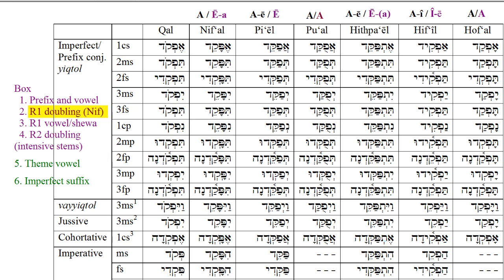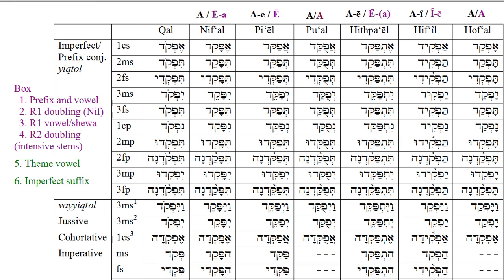Nifal imperfects, the R1 vowel or silent schwa. Often I will say R1 vowel, and that includes the idea that it could be a silent schwa, even though technically a silent schwa is not a vowel. And then finally, R2 doubling, and we see that mainly with the intensive stems.